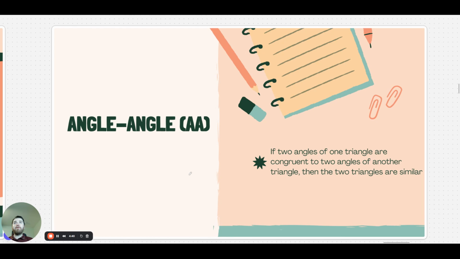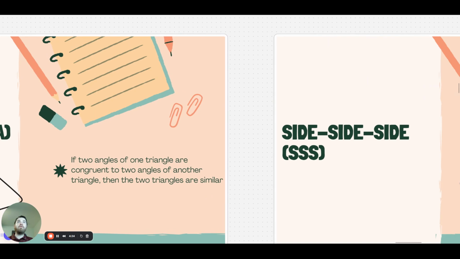So first things first, what we have here is angle, angle. So on this, if you have 2 triangles right here, and in those 2 triangles, there's 2 sets of congruent corresponding angles, then that's enough to show that those triangles are similar. So that's all we would need for that.